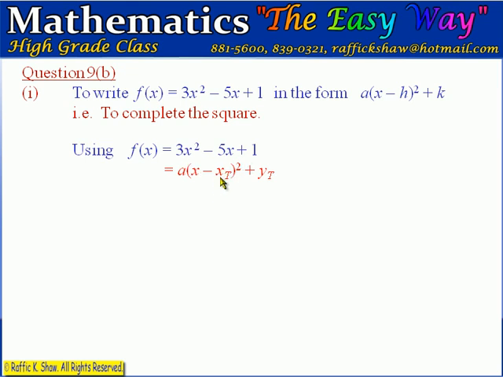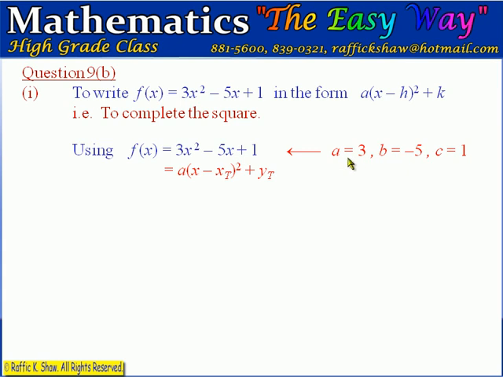So xt is the x value at the turning point and yt is the y value at the turning point. And so the t here simply means turning point. The xt can be calculated using the coefficients of the terms in the standard form, and also yt can be calculated using the coefficients of the terms in this standard form.